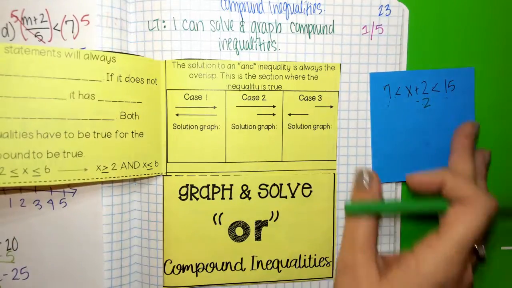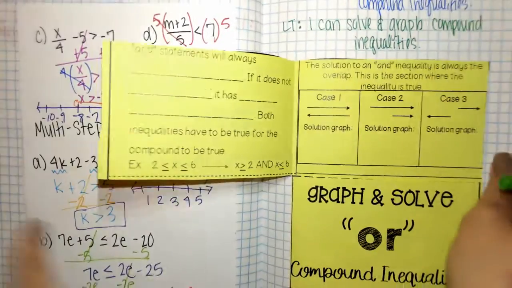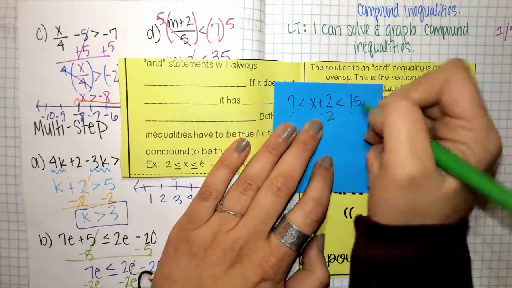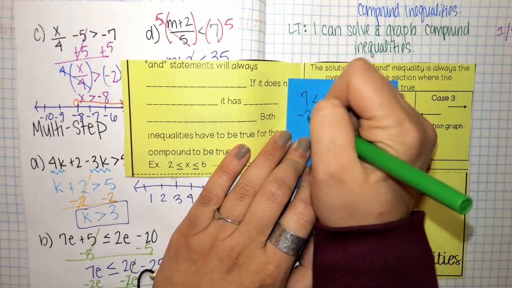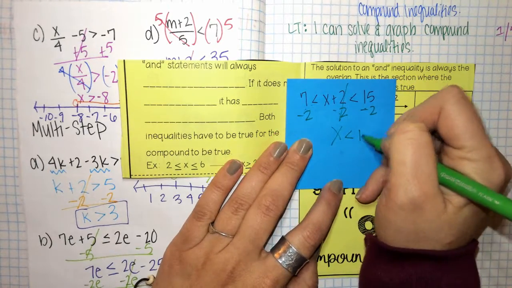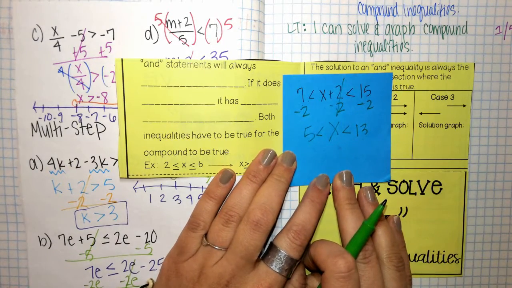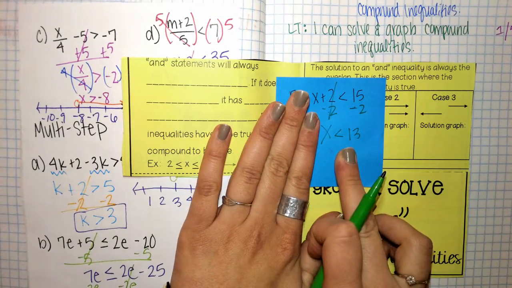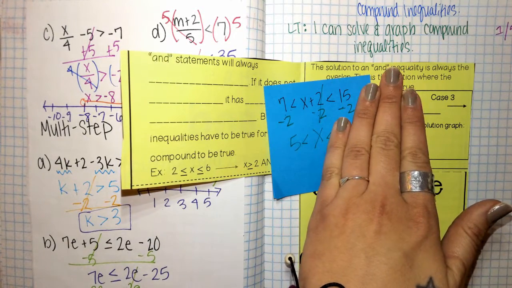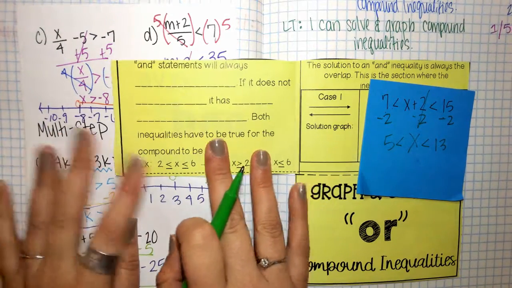Now, open and, because that's the first inequality that we're going to focus on. An and inequality looks like this. So if we subtracted 2, we would be left with our x in the middle, and we would have 13, and we would have 5. Does everybody agree? Now that says that x is less than 13, and x is greater than 5. That's how you read that. You're going to have 2 answers in and.